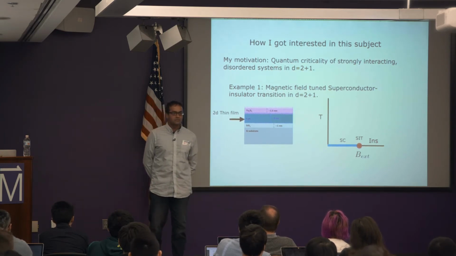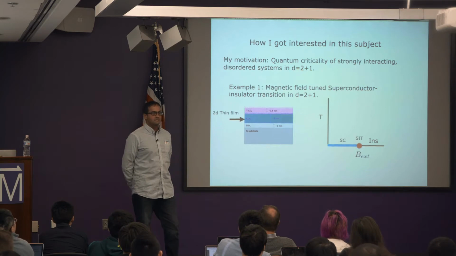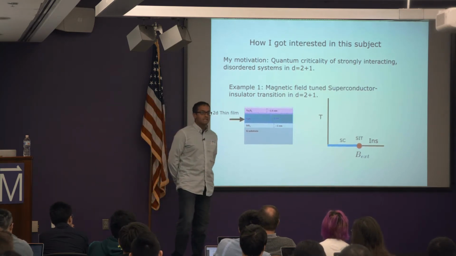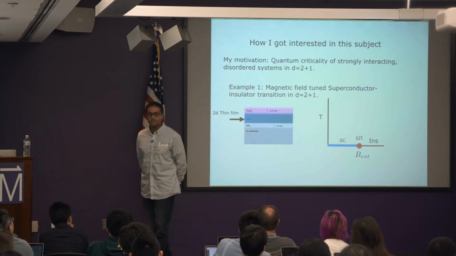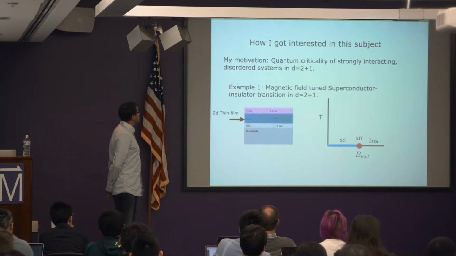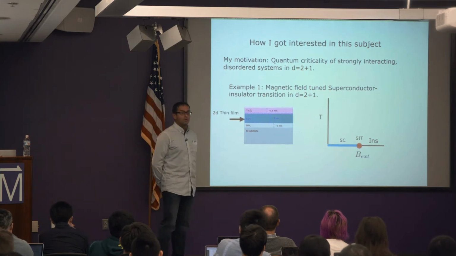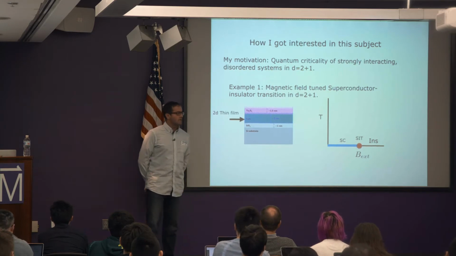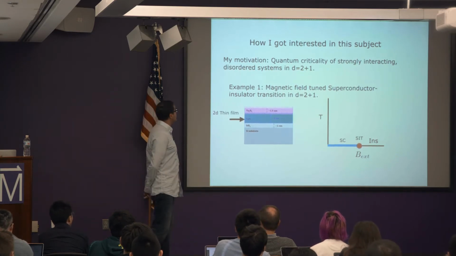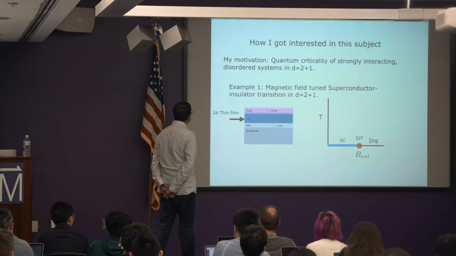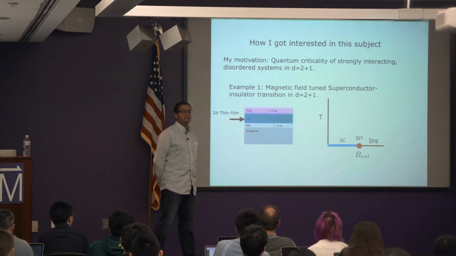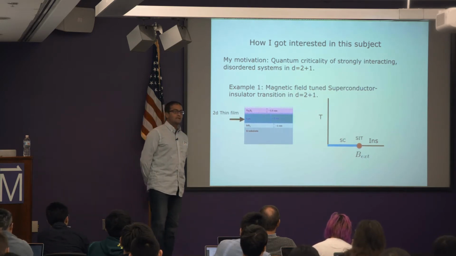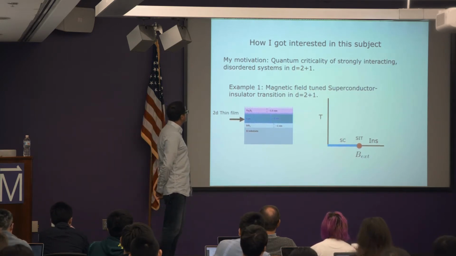And I came to the conclusion that the most likely systems in which quantum criticality is manifest, that I have a chance of coming close to explaining experimentally, were two sets of quantum critical phenomena in 2+1 dimensions. And they both have the common feature that they involve the interplay of strongly interacting degrees of freedom, quenched randomness, and two-dimensional systems. So the first example is a magnetic field-tuned superconductor to insulator transition.